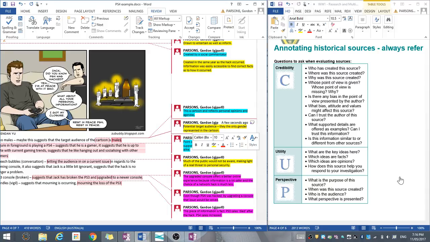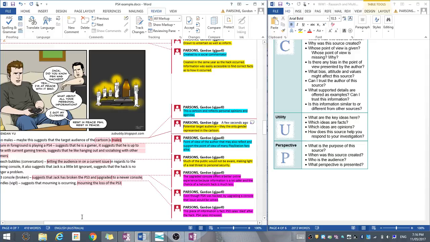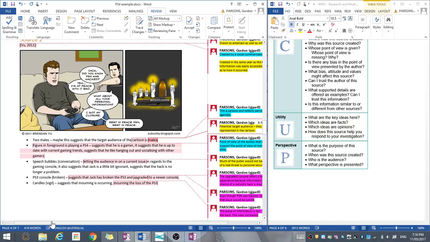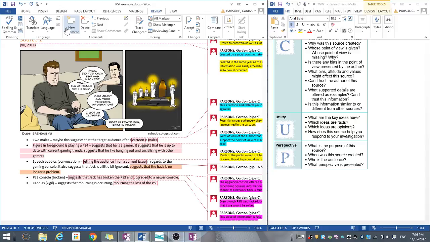Now the perspective that has been presented. I think after everything that we've seen, it suggests that the people who were playing the console at the time weren't too worried about the hack. And we've written that here in the third dot point. So let's add a comment. Let's highlight this yellow.